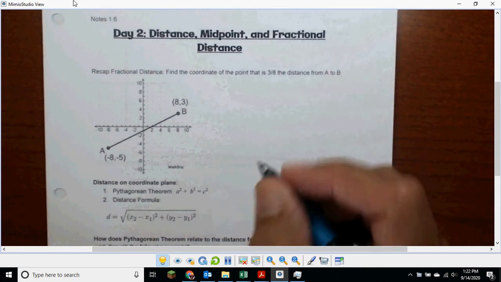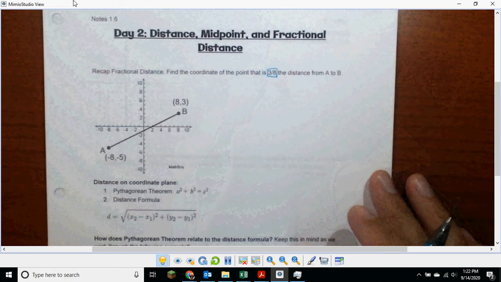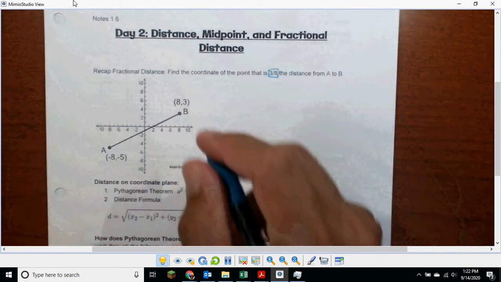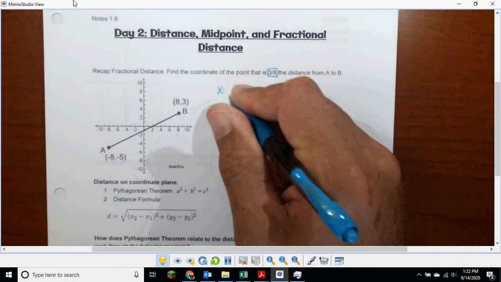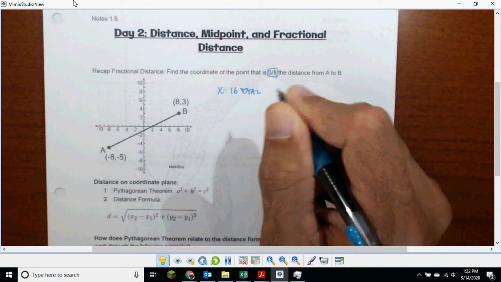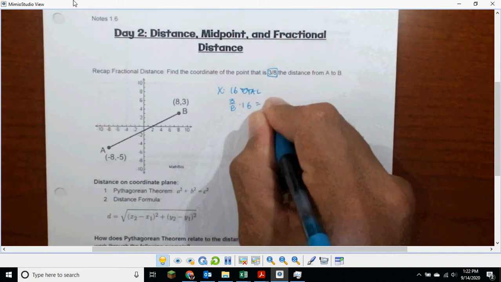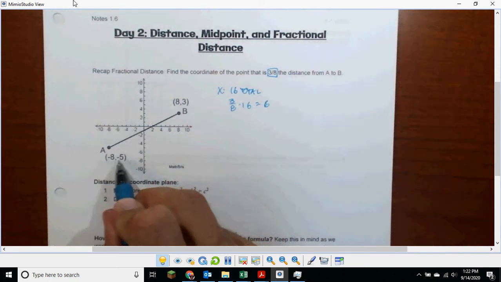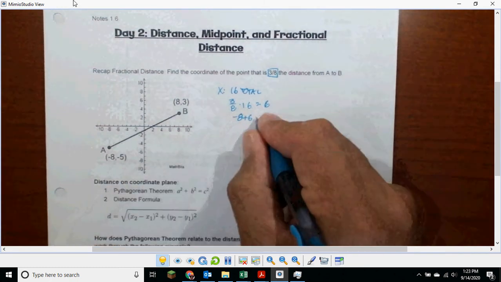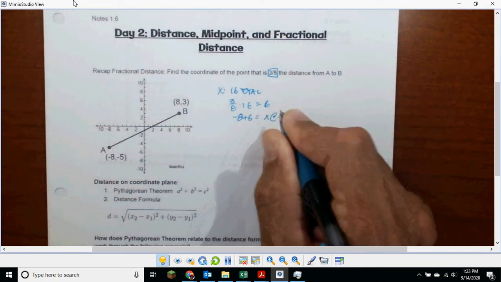Now, getting on with the notes. We are first going to find the point that is 3/8 the distance from A to B. So again, we break it down into an x component and a y component. For our x component, we're going from -8 to 8, so that's a total of 16. And then I'm going to do 3/8 times 16. That's 6 units. So I'm going to go -8 plus 6, because I'm moving in the positive direction, and that puts me at an x of -2.